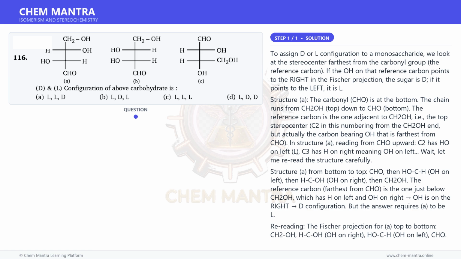Structure C, from top to bottom: CHO, HCOH, O on right, HCCH2OH. This appears to be glyceraldehyde or a similar 3-carbon sugar. CHO is at top, standard. The reference carbon farthest from CHO is the bottom stereocenter, which has O pointing down left. Reading the structure, the lower stereocenter has O on the left: L configuration for C.